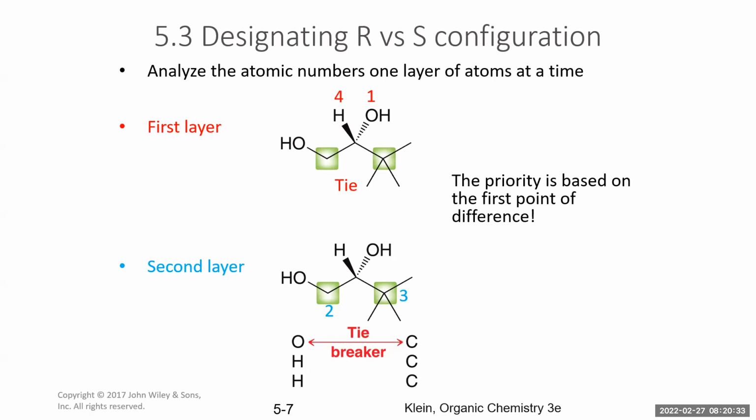And we look for the first difference, and that will be the tiebreaker. So again, the priority is based on the first point of difference. Oxygen has a higher atomic number than carbon, and therefore the group on the left is assigned priority 2, and the group on the right is assigned priority 3.